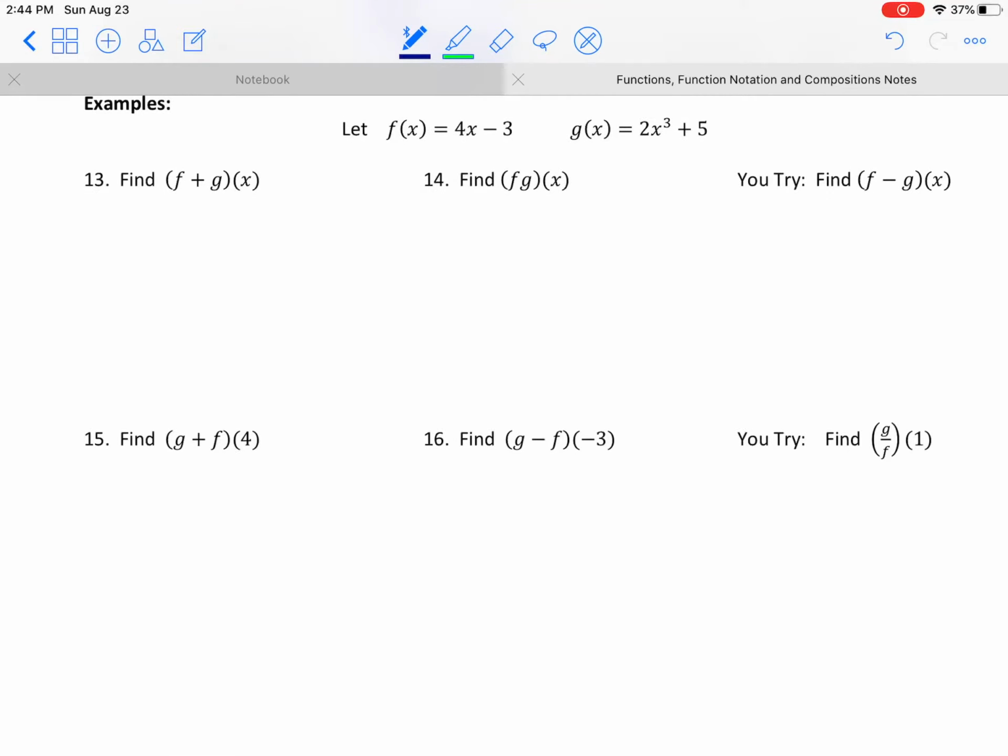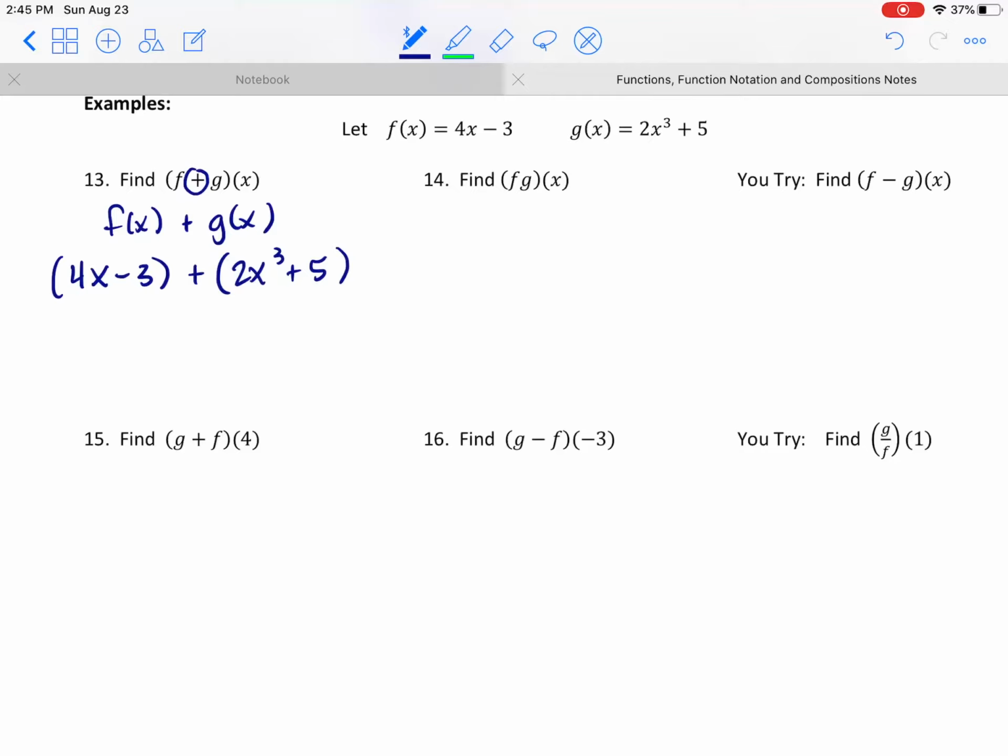So number 13, when it says f plus g of x, again, this means to add your two functions. So take f of x and add to it g of x. So f of x is 4x minus 3. And then I want to add to it g of x. G of x is 2x cubed plus 5. Now, just like I was using parentheses earlier to evaluate or to plug the numbers in, I want to do the same thing here.